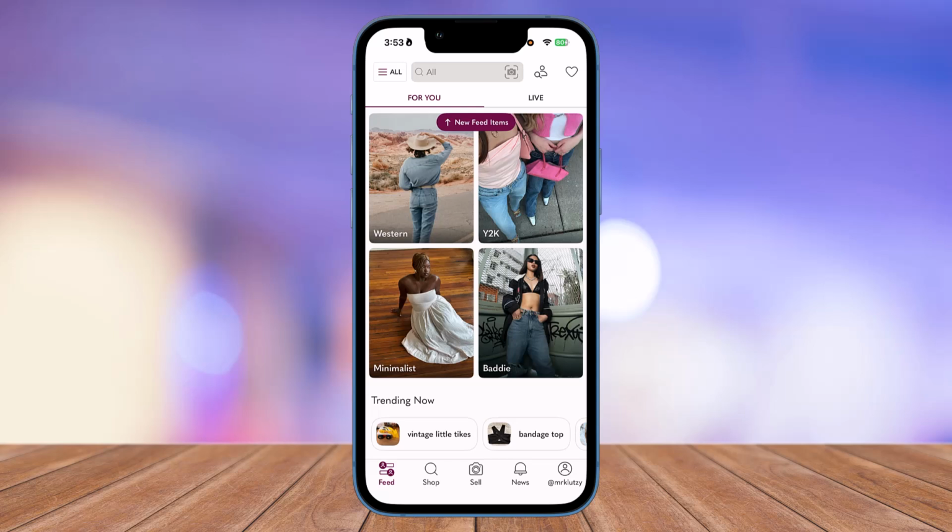In this video, we're going to be talking about how to use Poshmark parties to boost sales. So let's just get straight into the video.